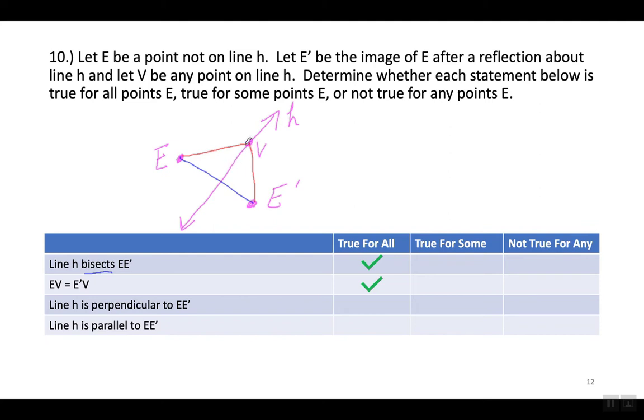Again, if you draw that point V anywhere, it's going to be the same situation. Alright, look at line H. Line H is the one that I almost messed up. And I'll tell you why. First, let me answer it, and then I'll tell you why I got confused and almost put the wrong answer.